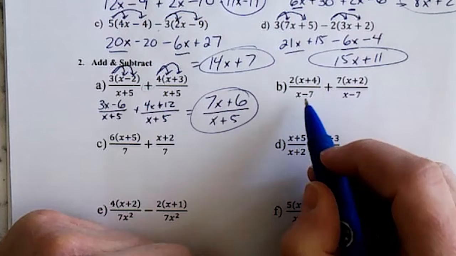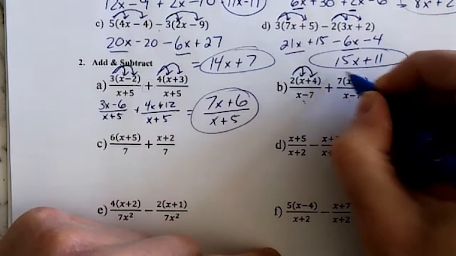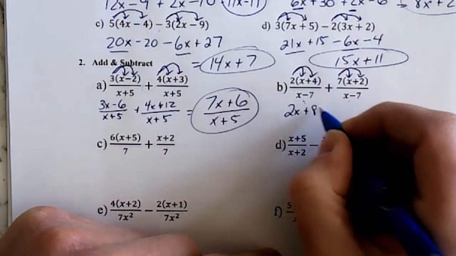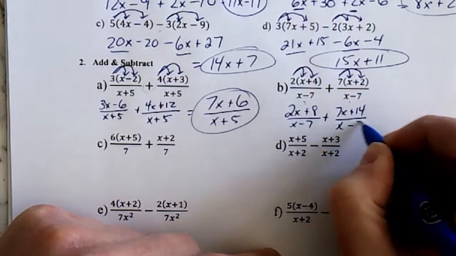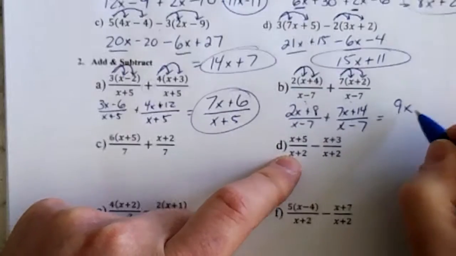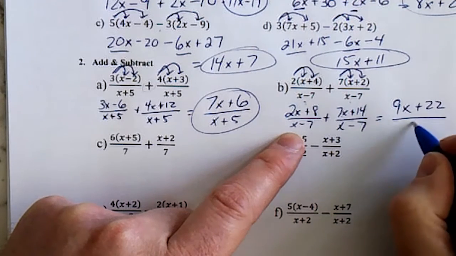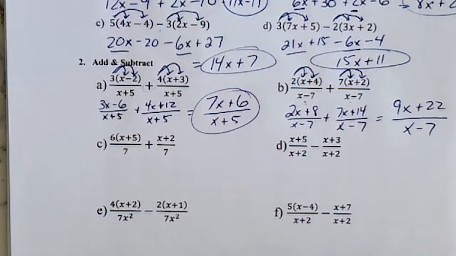Looking at this one, I've got common denominators. So expand the top. It's 2x and 7x, 8 and 4. And remember, we do not change the bottoms. The bottom stays the same. Add the tops, bottom stays the same.